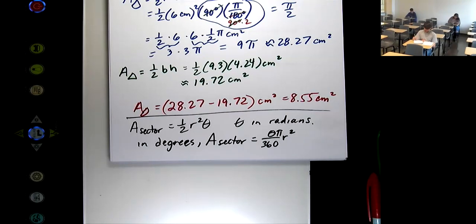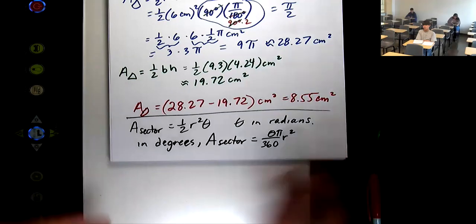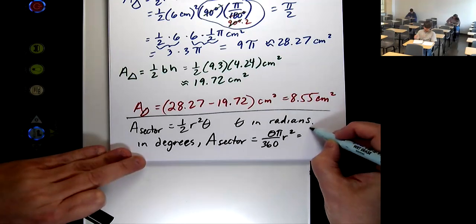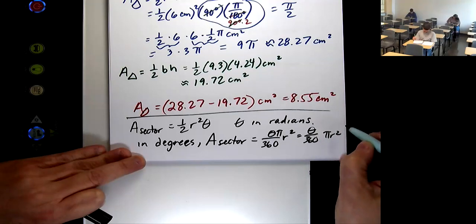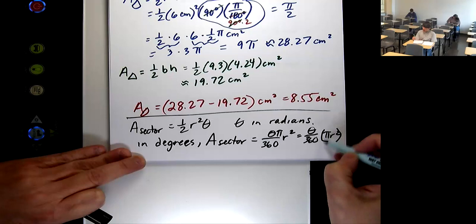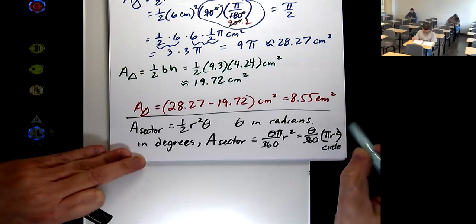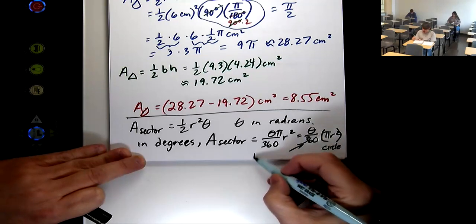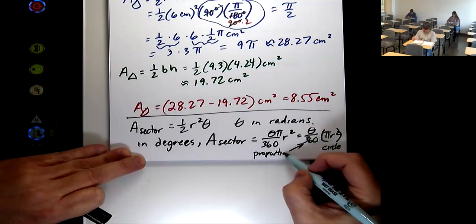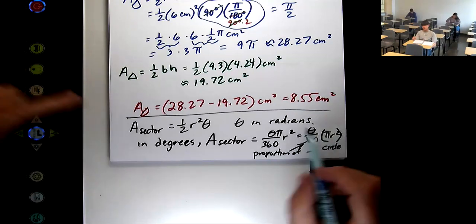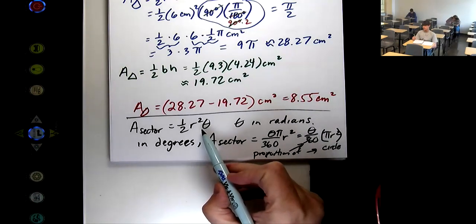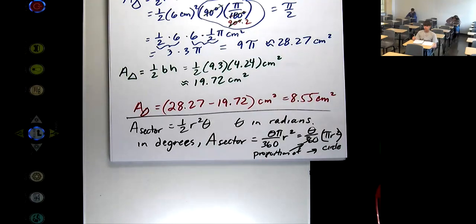How's that for something you want to remember? It's not too bad if you think of it like this: theta over 360 times pi r squared, because that's the area of the circle. And so here you're just finding what proportion of the circle. But do I have this equation memorized? No. I have the other one memorized because there's just a 1/2 in there. That's a lot easier.